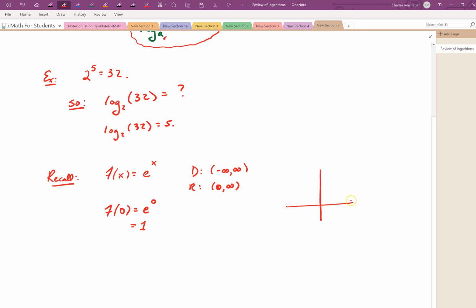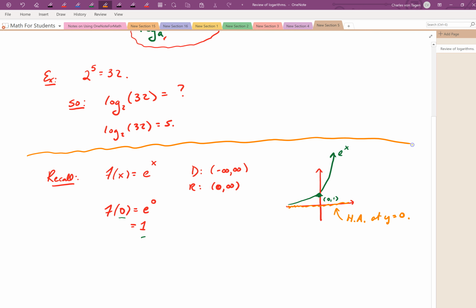So if we go ahead and graph the exponential function, remember that it passes through the ordered pair 0, 1. So there's the ordered pair 0, 1. And then the graph of it looks like this. It's not a perfect graph, but it'll do. Here's the graph of e to the x. And notice that we have a horizontal asymptote at y equals 0. Okay, so working with logarithms is much easier the more you can remember about the traditional exponential function.